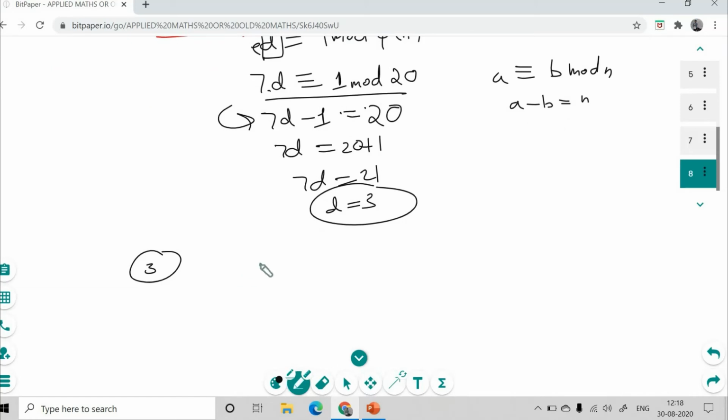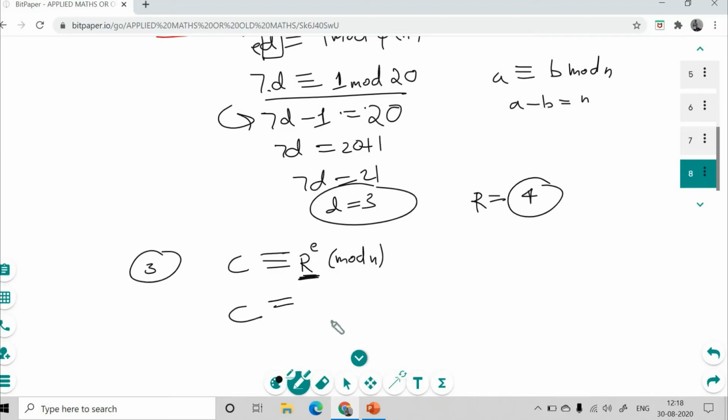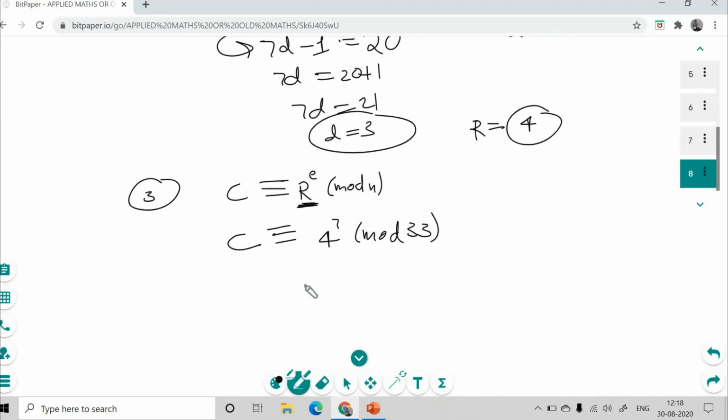C raised to power C congruent to R raised to power E modulo n. So this R here is the message that we are trying to send in a code way. So 4 is the R. C congruent to 4 power E. E was 7, modulo 33, n is 33.